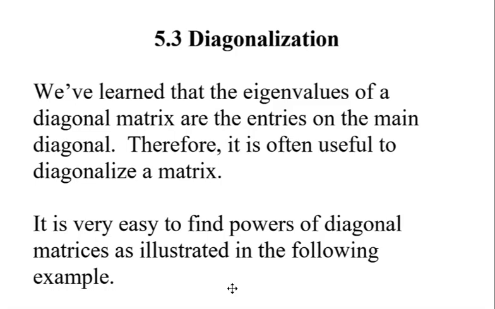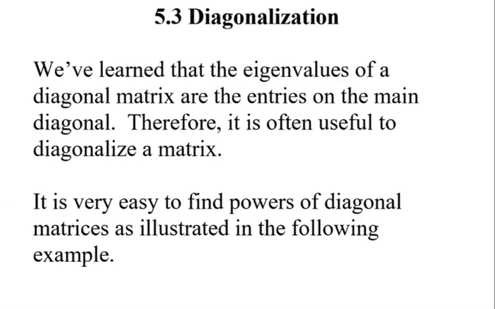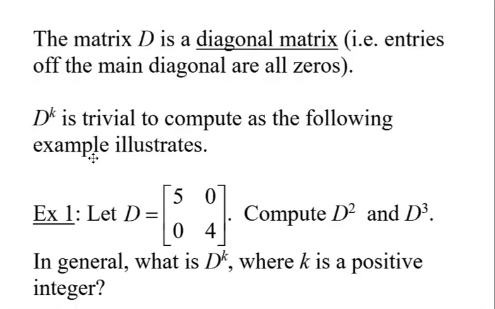So today we're going to look at section 5.3 and how to diagonalize matrices and how they're related to eigenvalues and their eigenvectors. It's very easy to find powers of a diagonal matrix. As you know, a diagonal matrix just has non-zero values across the main diagonal and zeros everywhere else. And we're going to look at just a very simple example.